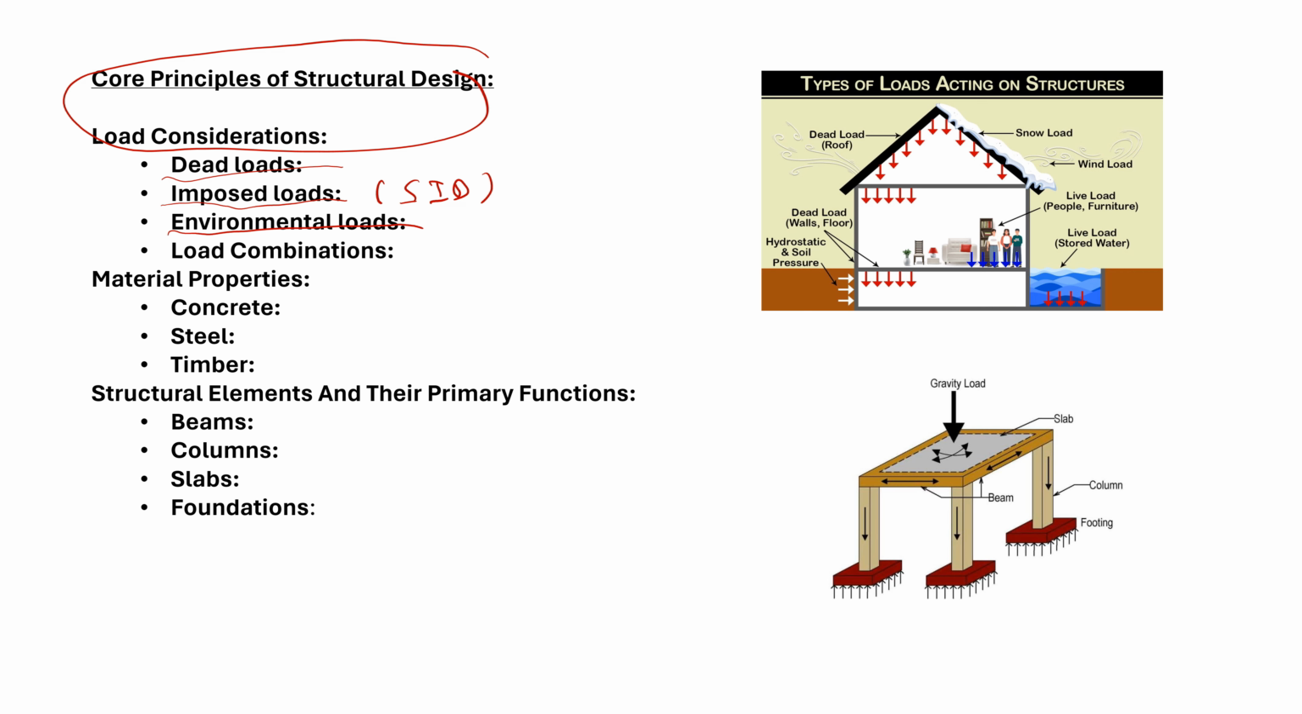Variable loads on a structure like people, furniture, vehicles, etc. are called live loads or imposed loads. External loads caused by wind, seismic forces, snow, and temperature effects are environmental loads. These loads can be vertical as well as horizontal. Structures must be capable of withstanding combined loads, which we call load combination, like 1.4 times dead load plus 1.6 times live load, which is one of the combinations.